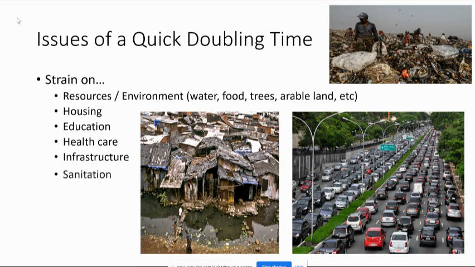And then kind of going along with that, you can see in both those pictures, in the top right-hand corner the unsanitary landfill, and then in the bottom left-hand corner the squatter settlement, yeah, you don't have very good sanitation. So all of these really are problems of exceeding your carrying capacity and reaching overpopulation and having a quick doubling time in terms of your population. It's just going to be too many people and not enough of the things you need to live.